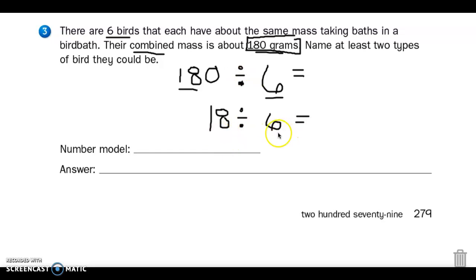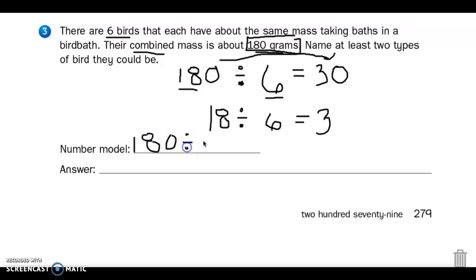Okay, what is 18 divided by 6? Well, I know that's 3, so I can bring my 3 up, but since we dropped our 0 before, I'm going to add my 0, because now we're counting by tens. So my number model is 180 divided by 6. We're going to split that into 6 groups, and that equals 30 what? Well, we were talking about grams, right? 30 grams.